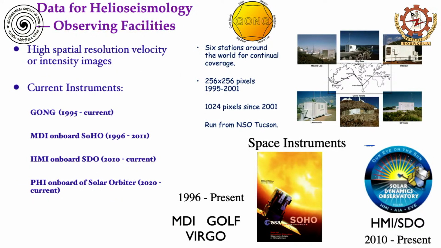The main facilities which we have for observing solar oscillations are listed here. There is the GONG instrument, the Global Oscillation Network Group, which has been observing the sun from 1995 onwards, more than 2 solar cycles now. And there are 2 key space instruments: one was on SOHO, and another one on Solar Dynamics Observatory, which was launched in 2010. HMI is currently producing data. Most of the results which I talk about are based on this instrument.